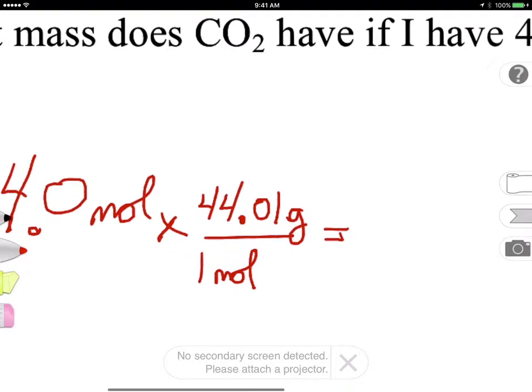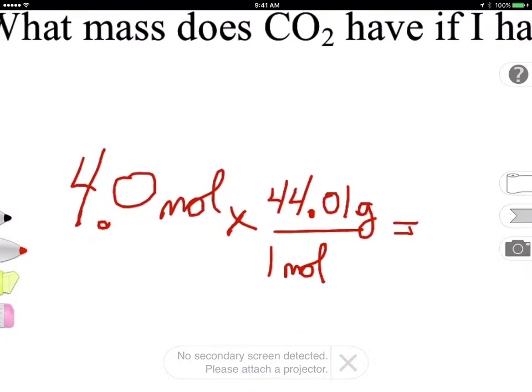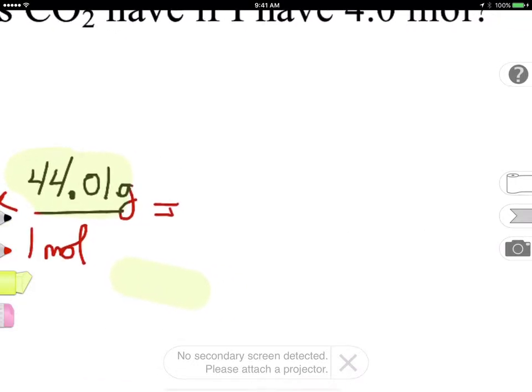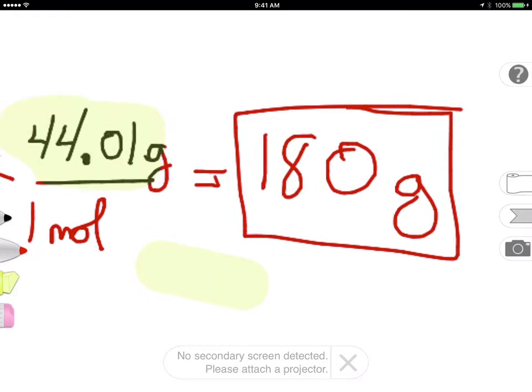Go ahead and do that math with two significant figures. When you're doing your significant figures, you need to look at the starting value, that 4.0, and you also need to look at your molar mass, whichever one's smaller. 4.0 has 2, 44.01 has 4, so 2 is the smallest one, and then our final answer is going to be 180 grams. And there we go for that answer.